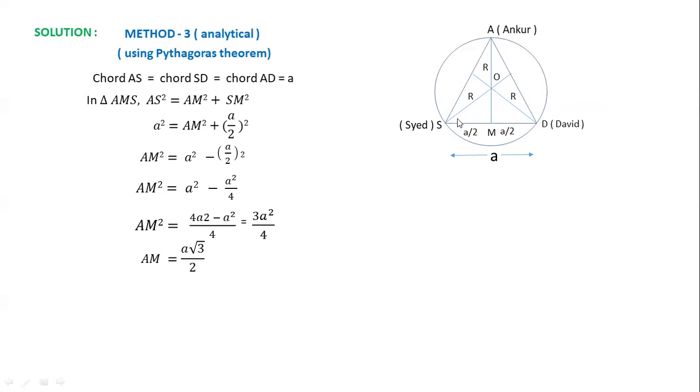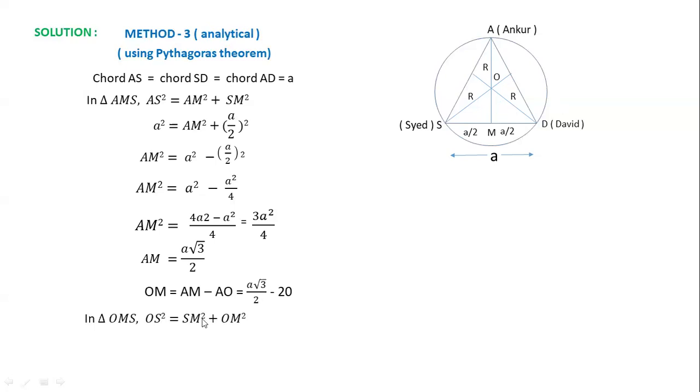Now let's focus on this small triangle. Let us take this particular triangle. Before that, I want to find OM. Now, OM is equal to AM minus AO. AM is A root 3 by 2 and AO is the radius which is equal to 20. This is your OM.